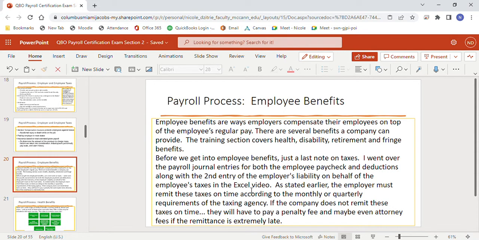So as stated earlier, the employer must remit these taxes on time according to the monthly or quarterly requirements of that taxing agency. If the company does not remit those taxes on time, they will have to pay a penalty fee, maybe even attorney fees if the remittance is extremely late. We'll come back to this topic.